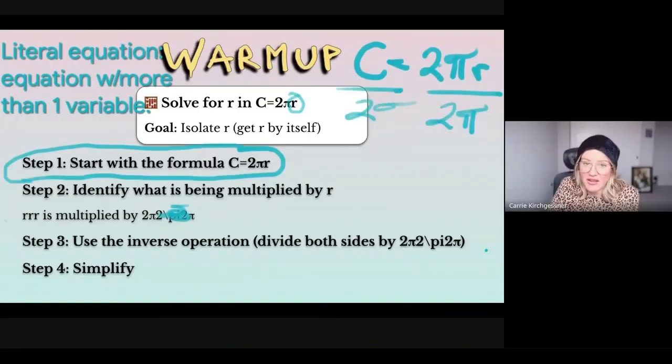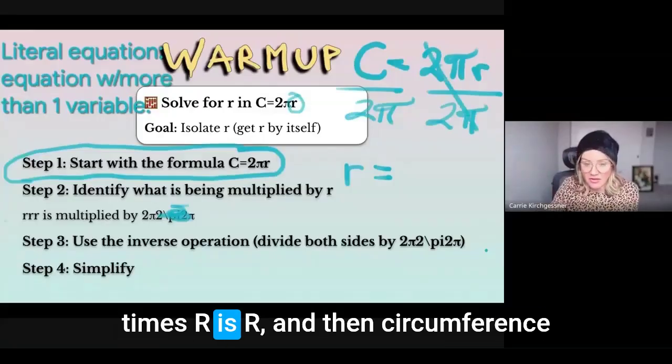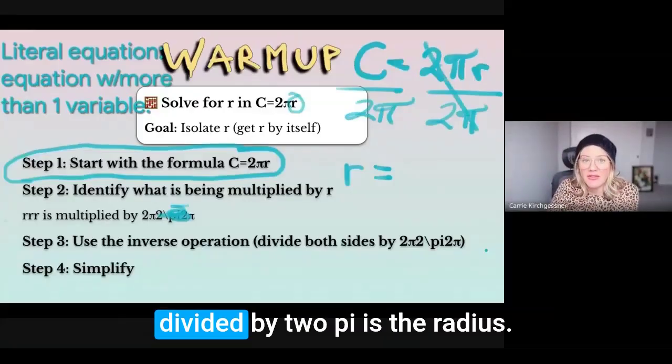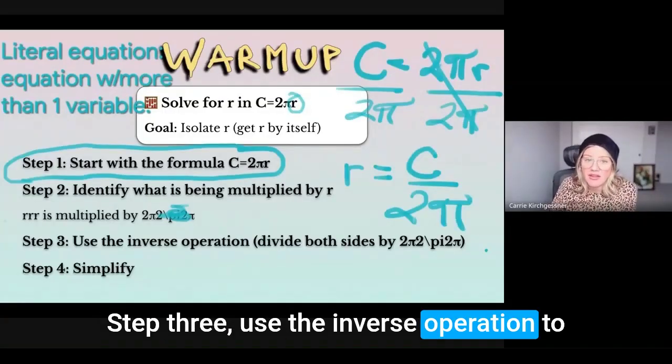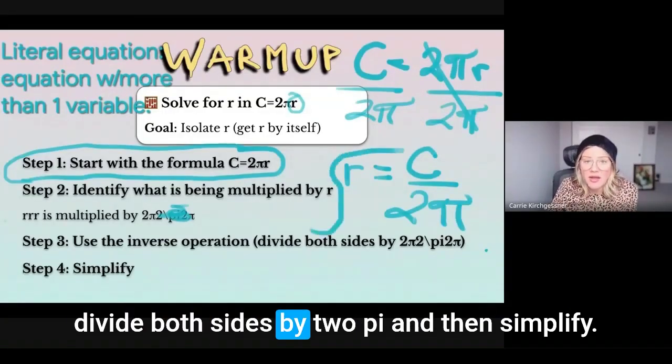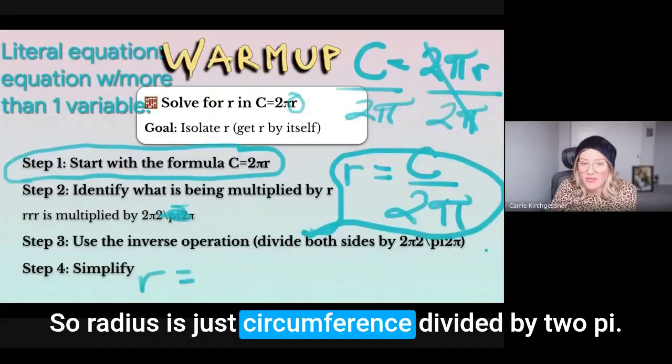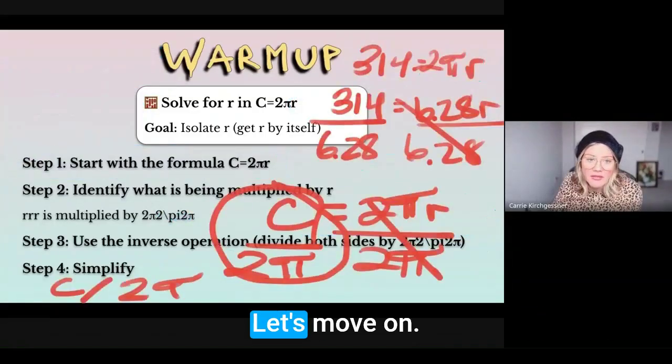Divide by 2 pi. 2 pi divided by 2 pi is 1. 1 times r is r. And then circumference divided by 2 pi is the radius. Step 3, use the inverse operation to divide both sides by 2 pi, and then simplify. So radius is just circumference divided by 2 pi. All right, let's move on.